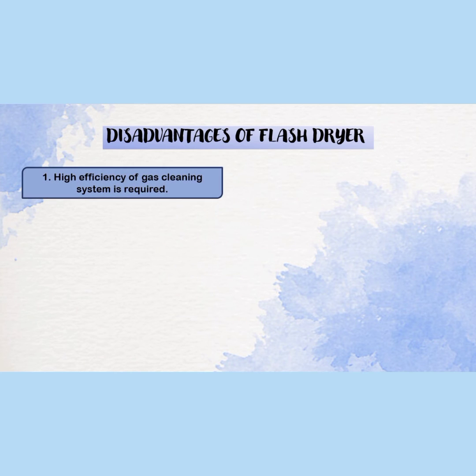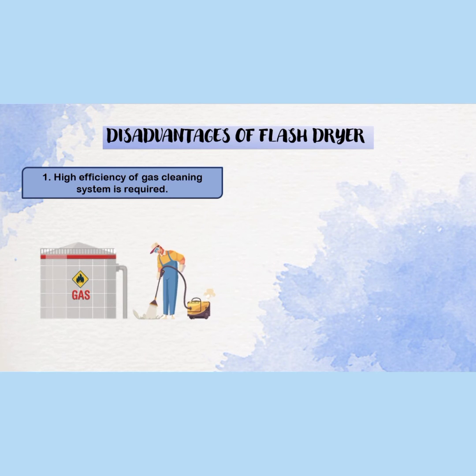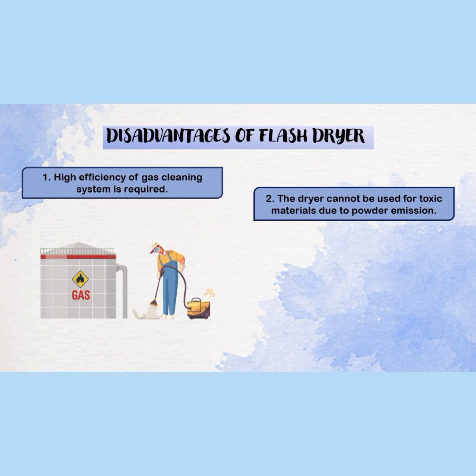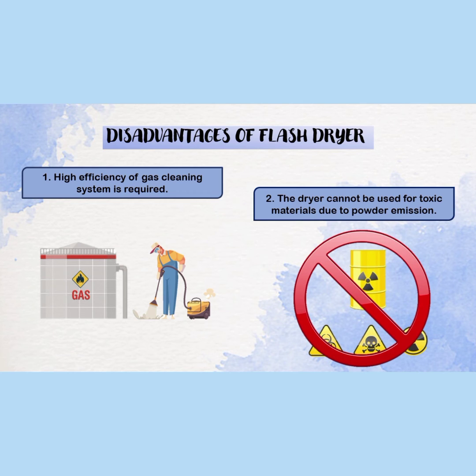The disadvantages of flash dryer. The first is high efficiency of gas cleaning system is required. It means we must always clean the system or the machine so that the machine or system can work efficiently. The second disadvantage is the dryer cannot be used for toxic materials due to powder emission.